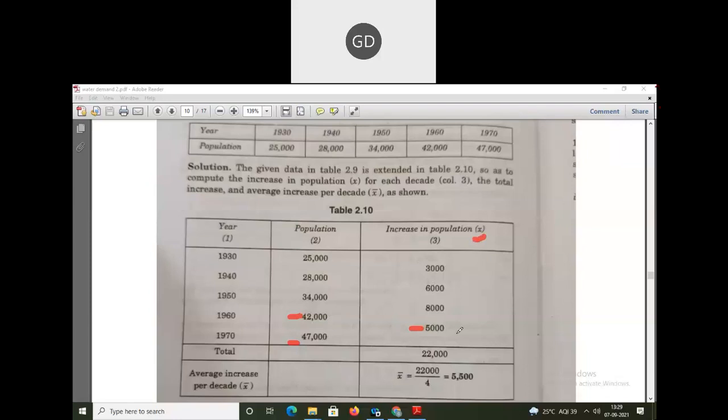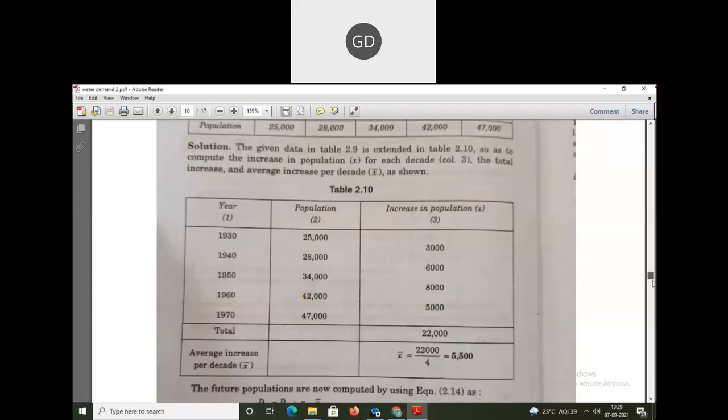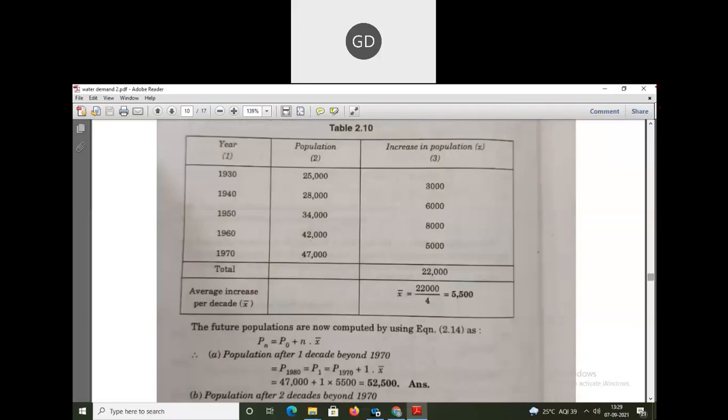Now, since you need the average increase in the formula, that is your x bar, we have the formula of the arithmetic increase method. Okay, this one is the formula: Pn is equal to P naught plus n into x bar. Now here we need the x bar, so you need the average increase of population. So what will you do? You will just divide with the mean, divide it with the mean.